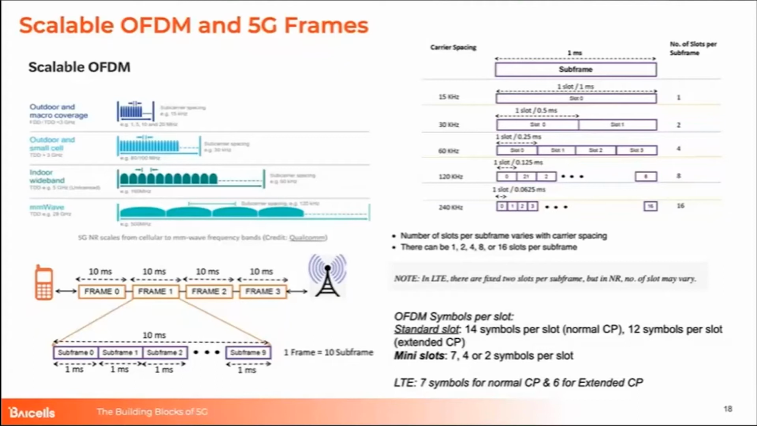Another new introduction is something called the mini slot. This is for 5G. It utilizes the scalability of OFDM for URLLC, for low latency. The standard slot is 14 symbols, but the mini slot can be 7, 4, or 2. It can be as low as 2 symbols. That's how you can get the low latency.